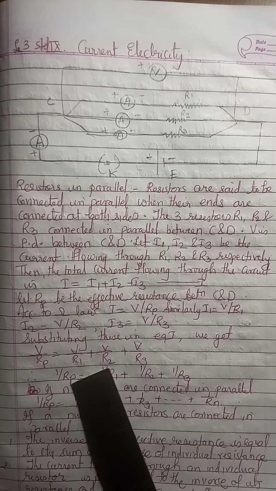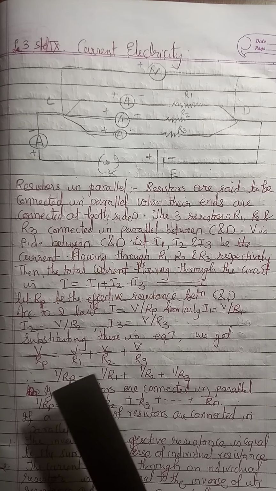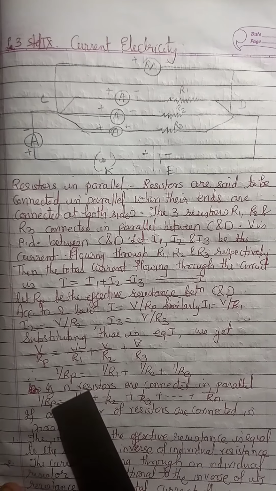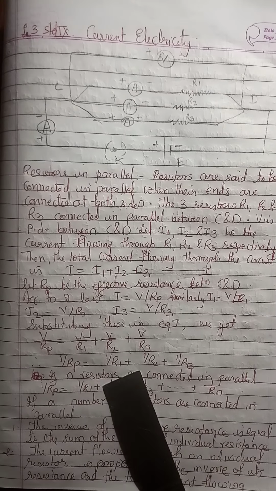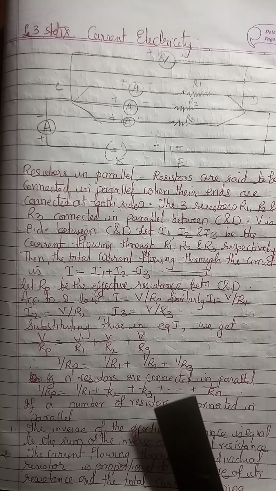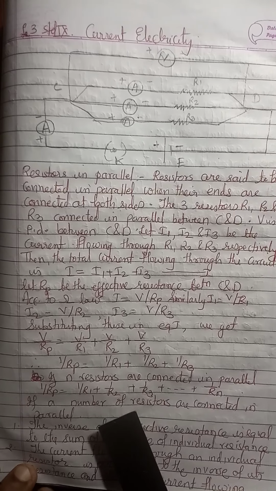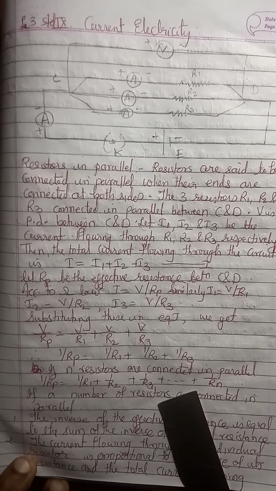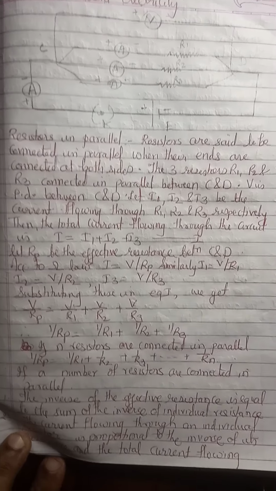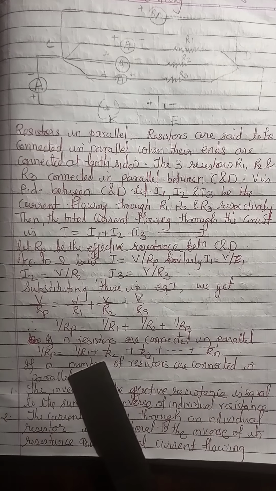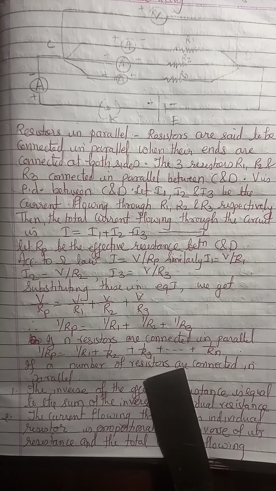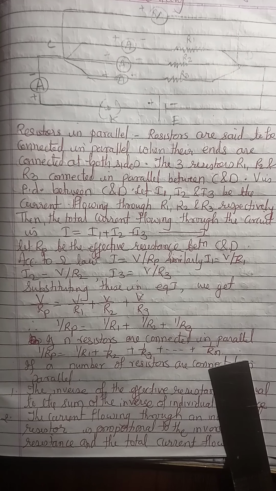We can see that on both sides, LHS and RHS, something is common. The common term is V. So, divide each term by V. We get 1 upon Rp equals 1 upon R1 plus 1 upon R2 plus 1 upon R3. If N resistors are connected in parallel, then 1 upon Rp will be equal to 1 upon R1 plus 1 upon R2 plus 1 upon R3 plus till 1 upon Rn.